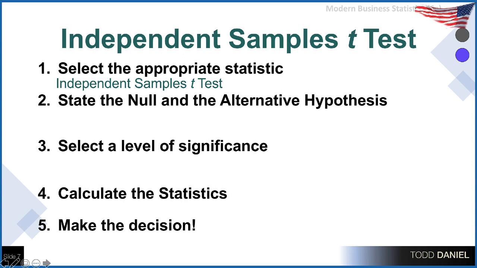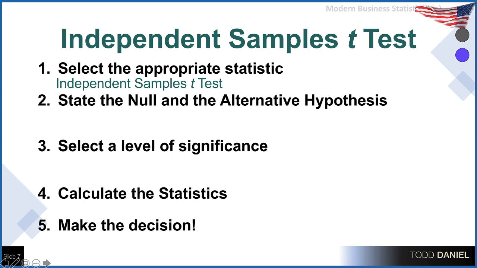We're doing this because we have one scale variable, which is the math scores from the SAT, and one categorical variable with 2 levels, college versus high school. So one scale, one categorical. The categorical has only 2 groups. Next, state the null and alternative hypothesis.